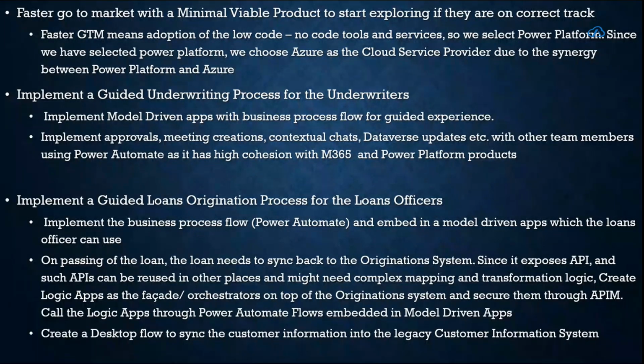Now, once the underwriter okays that this particular loan can be passed, since the record is in Dataverse, we need to sync that into the backend origination loan system, which exposes a set of APIs. Now, these APIs, think about it, are complex APIs. These APIs might require XSLT transformations, or they might require JSON to JSON complex transformations, wherein a full integration is required between the caller and the backend system, right?